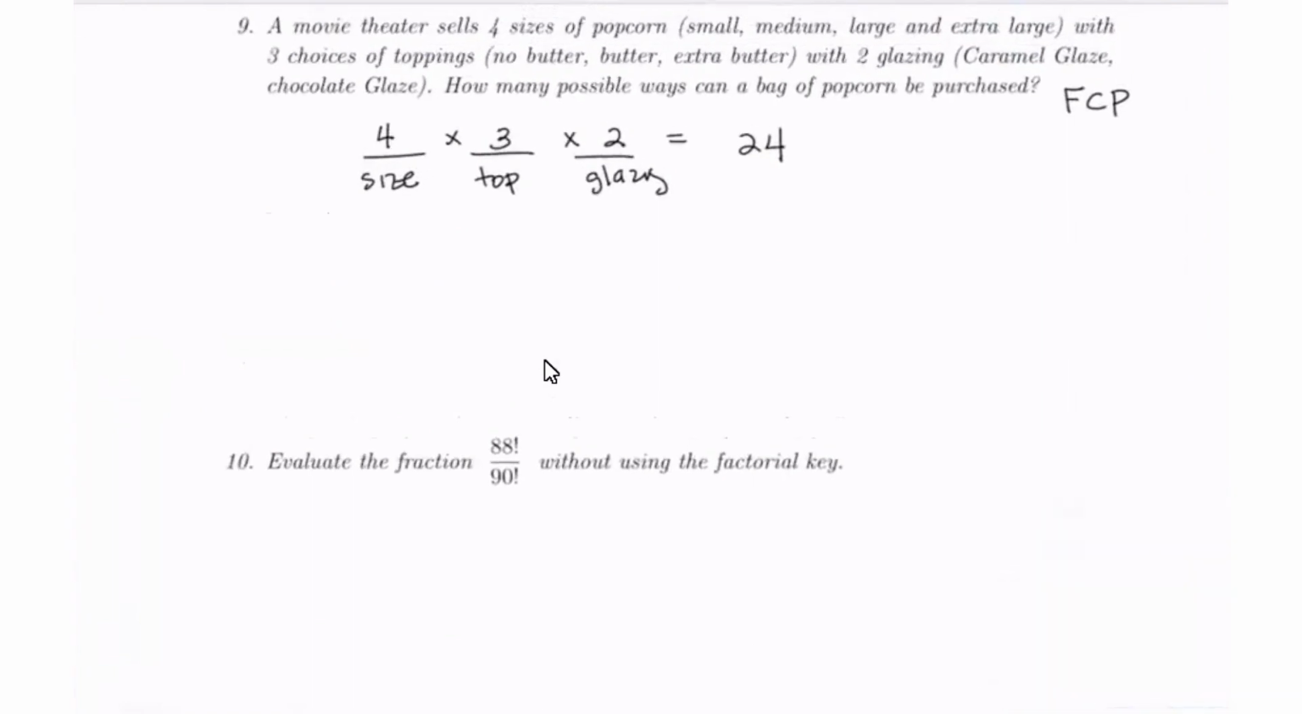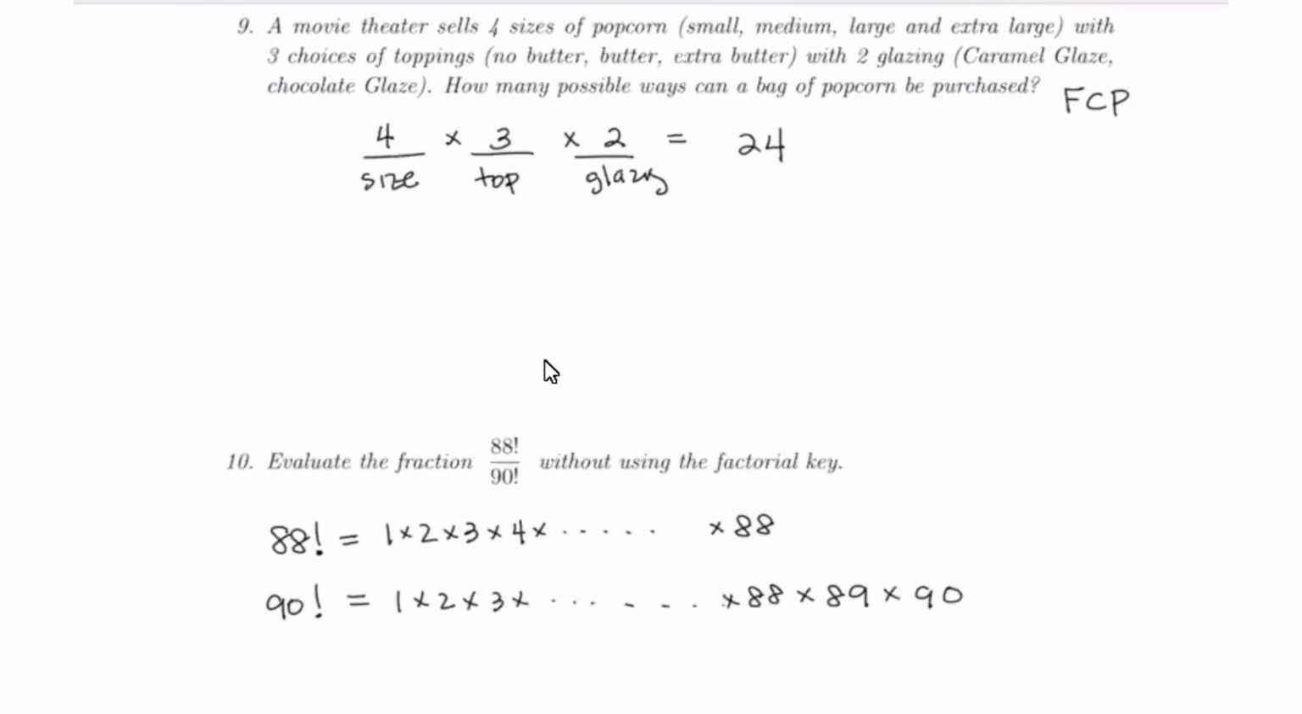The fraction 88 factorial over 90 factorial. Of course, if you use 88 factorial on a calculator, there's no way you can find it; it overflows. So 88 factorial means you multiply 88 integers: 1, 2, 3, 4, all the way down to 88, a huge number. 90 factorial means 1 times 2 times 3, all the way to 88, 89, and 90. You multiply all these numbers up to 90, and divide.